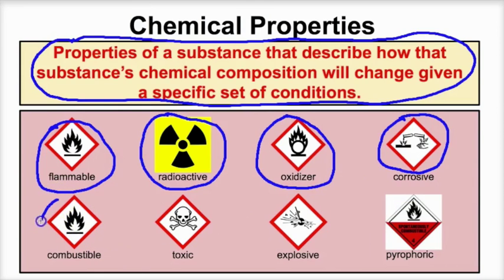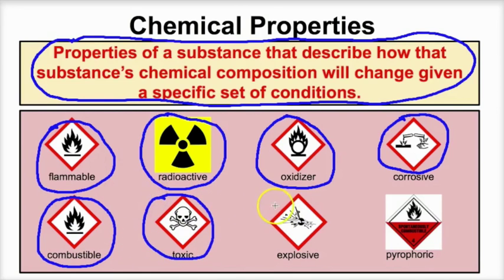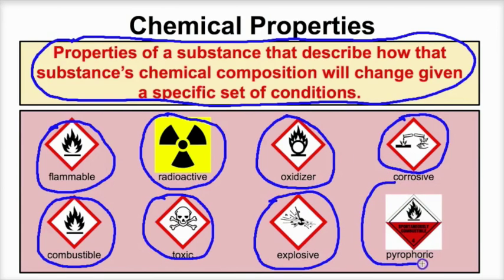If we said that oxygen is combustible, once again, that tells us how oxygen is going to react with an open flame, right? It's going to be converted into carbon dioxide and water vapor. If we said something is toxic, that too is a chemical property. If we said TNT is explosive, that too would be a chemical property of that substance. And last but not least, if we said that something is pyrophoric, that means that substance has the ability to ignite when exposed to air. So that will be a chemical property as well.